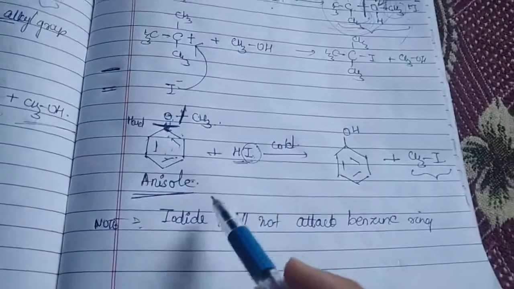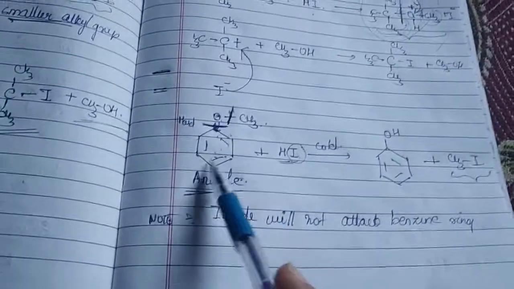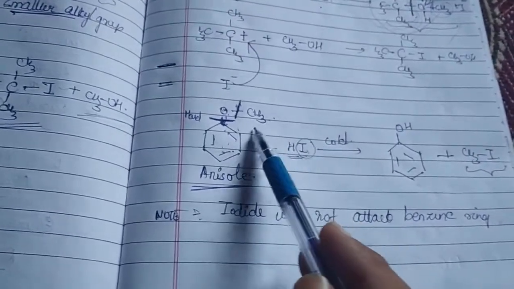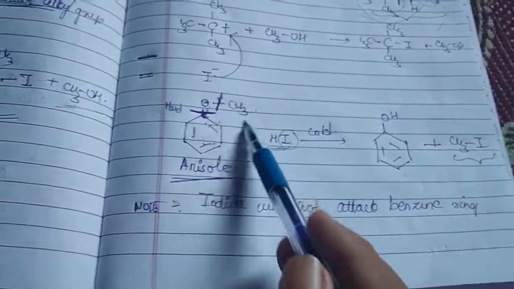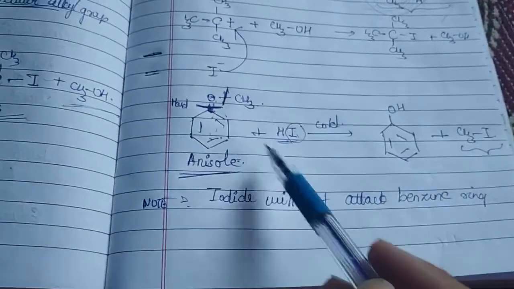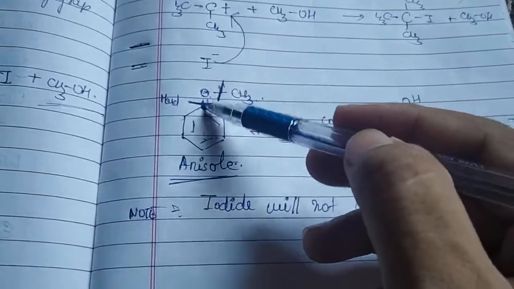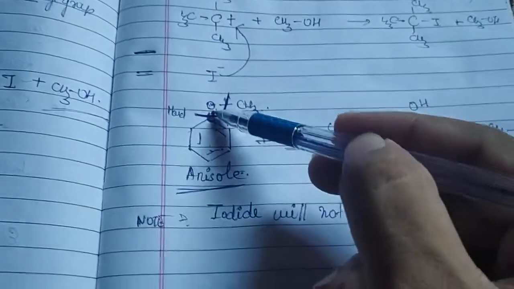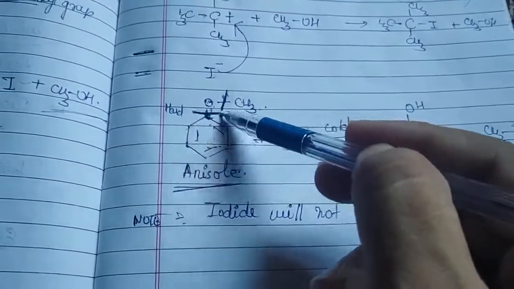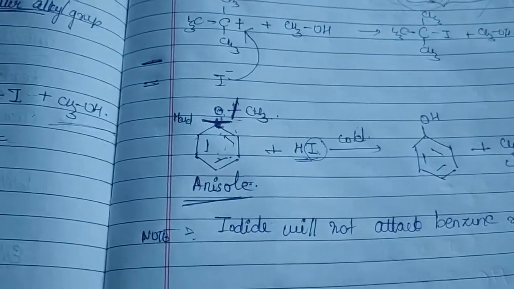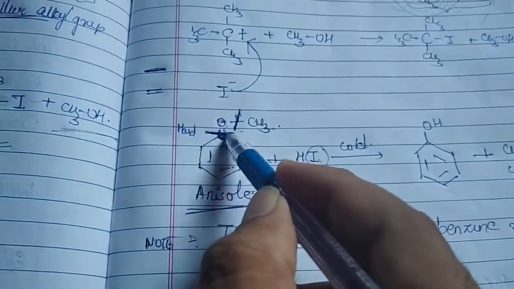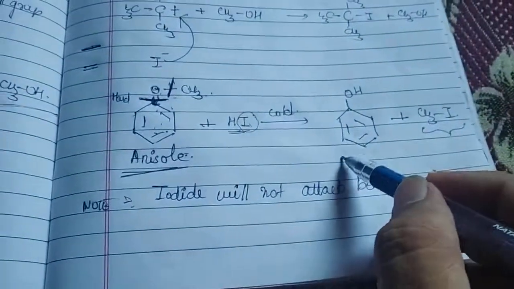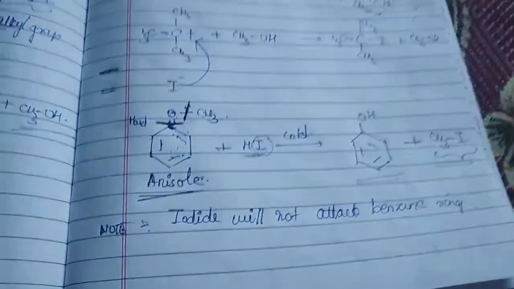Then the important note we also came to know: whenever your ether has a benzene ring and you treat it with cold HI, the iodide will attack the CH3, that is the smaller alkyl group, and not the benzene ring. What is the reason? Because there is a double bond character between the carbon present in the benzene ring and the oxygen. To break this, somewhat greater energy is required, so it is not that easily possible. In cold conditions it cannot be done. For that reason you get phenol plus alkyl iodide.